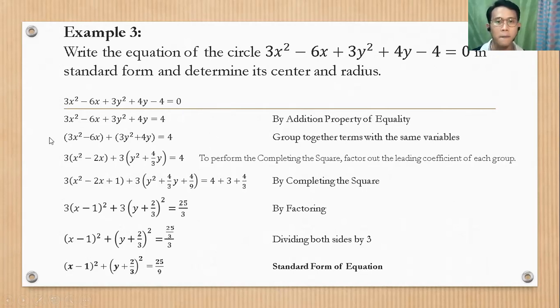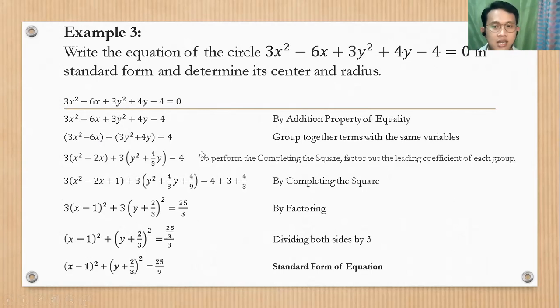So we are going to do that by grouping together terms with the same variables. So x's will be grouped together and then y's will be grouped together. As you can see, it's already grouped here in my equation. So we have the quantity 3x squared minus 6x plus 3y squared plus 4y is equal to 4.